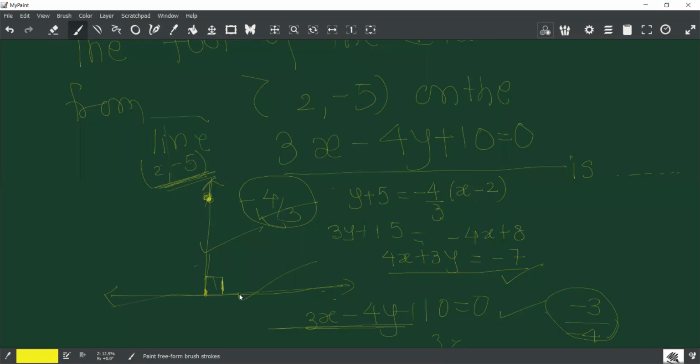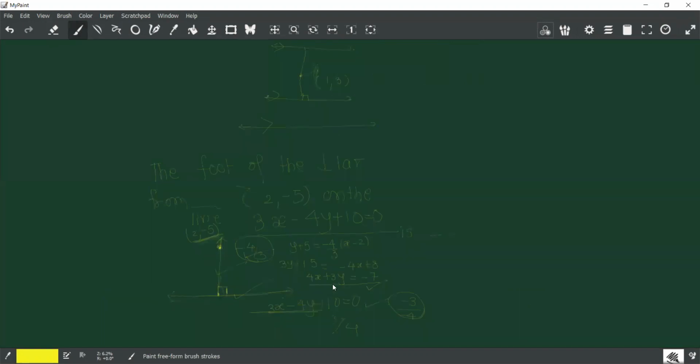So अभी मेरे पास कौन से दो equations हैं? I have equation of this line. I have equation of this perpendicular line. अभी ये दोनों मैं simultaneously solve करूँगी तो मुझे ये foot of the perpendicular मिलेगा. Are you clear about this method also? So will you please solve?